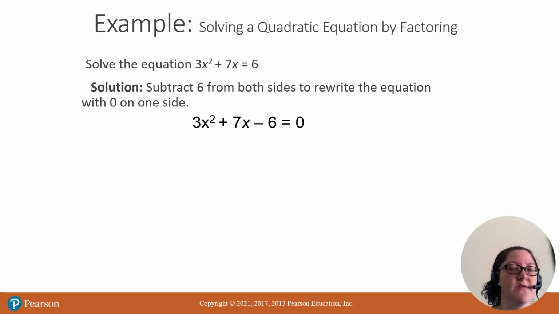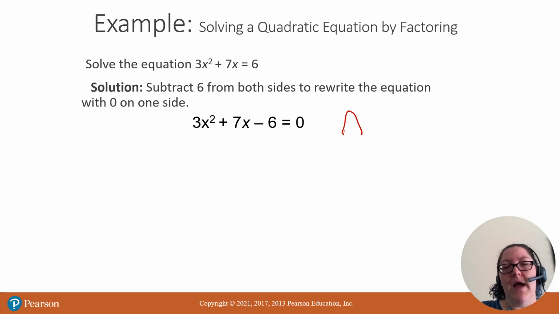Now, just a little sidebar here. Does it matter which side I move all the items to? Absolutely not. I keep saying one side, and I am not specifically saying left or right because it doesn't actually matter. However, I do have a personal preference, which is to make sure that the a term, the item attached to the x squared, is positive. If a is positive, it makes work a little bit easier later on, especially if you have trouble with signs.